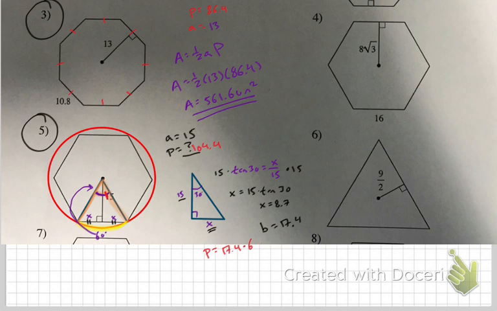I now have my apothem. I have my perimeter. So 1/2 apothem times my perimeter gives me the area of my regular hexagon. So 15 times 104.4 divided by 2 gets me 78.3 units squared.